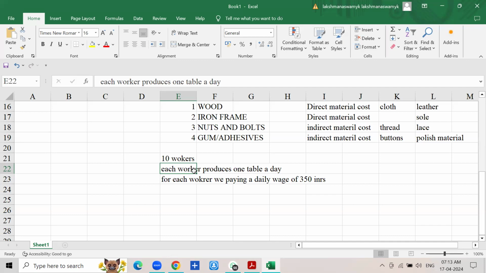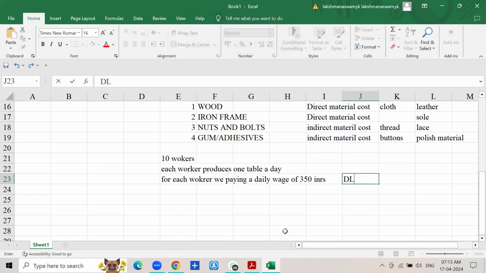Each worker is producing one table a day, and for each worker, we are paying a daily wage of 350 rupees. So this is called direct labor cost. He is directly engaged in the production, and the labor cost per unit of computer table also occupies a larger portion when compared to the total cost of the product, 1,000 rupees. So this is direct labor cost.